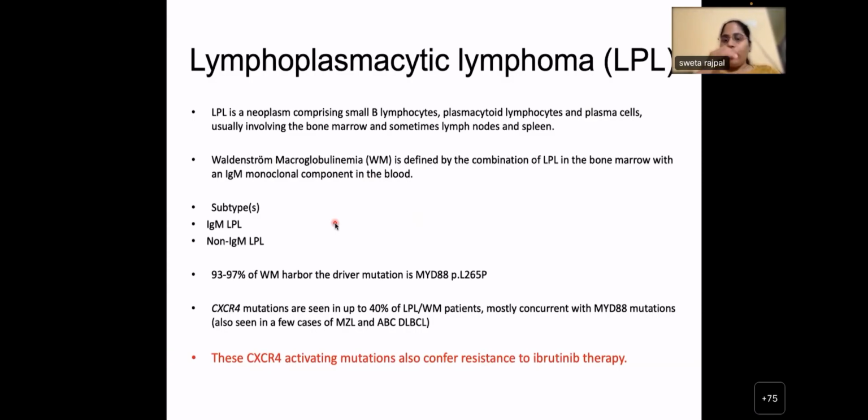Now, apart from MYD88 mutation, another mutation that has become important is CXCR4 mutation that may be present in up to 40% of cases of MYD88 mutant LPL. And why is it important? Because in the presence of this mutation, these patients become resistant to ibrutinib therapy. So along with MYD88, we also test for CXCR4 mutation. Okay. So with this, I come to the end of case 3.